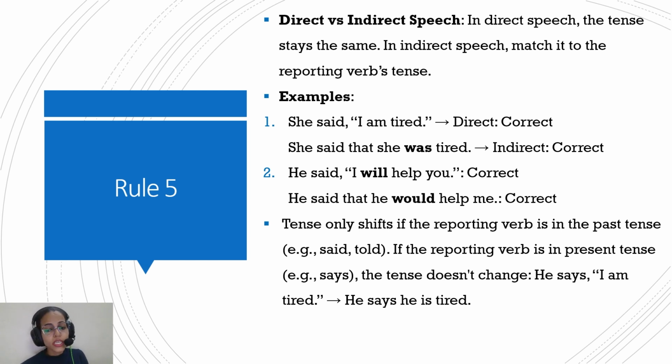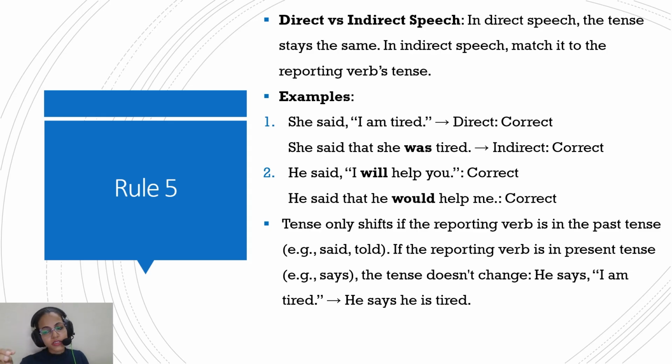The tense only shifts if the reporting verb is in the past tense, for example said or told. If the reporting verb is in the present tense, for example says, then the tense doesn't change. For example, he says I am tired. So in the indirect speech, he says he is tired.